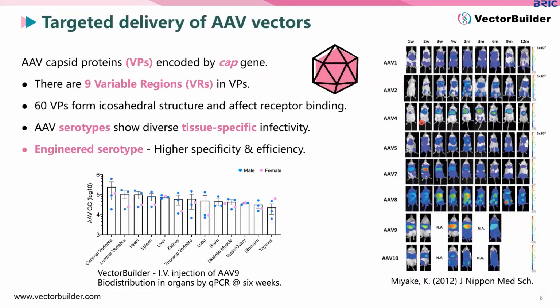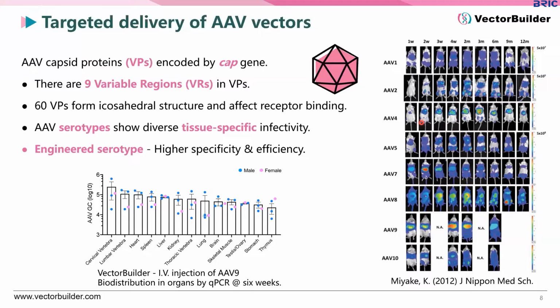And there are 9 variable regions in the VP protein that will greatly affect the outcome of the capsid, the outer side of the AAV vectors. This is heavily associated with tissue specificity. 60 VPs form an icosahedral structure, and certain parts, for example protrusions, will interact with the corresponding receptor.